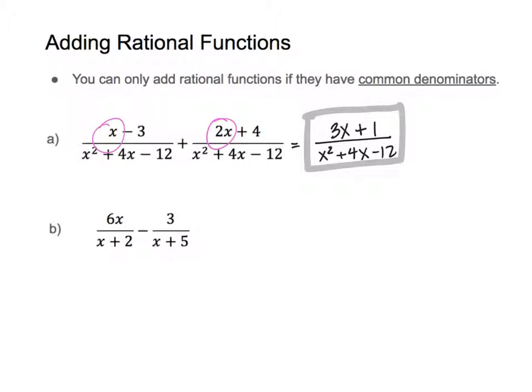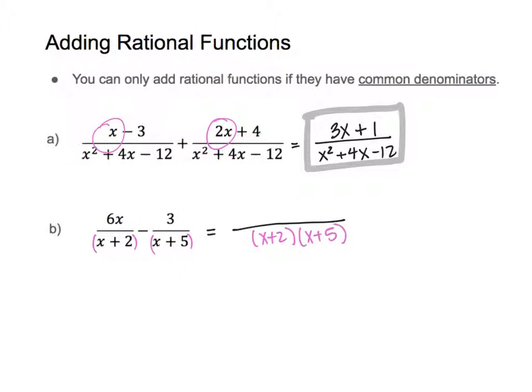Okay, now let's try B, where notice that the denominators here are not the same at all. So in this situation, you do need to find a common denominator. So our common denominator, we can think of it as kind of like the problem in the bell work. When you look at the bottom here, you have x plus 2 and x plus 5, and they're completely different from each other. So think of these as factors. And so for your denominator, you need an x plus 2 and an x plus 5.